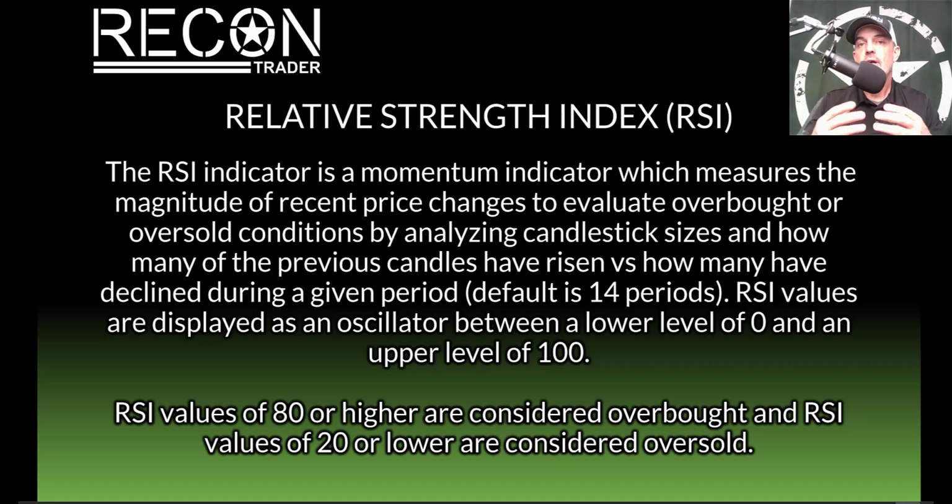As I mentioned, the RSI indicator is a momentum indicator which measures the magnitude of recent price changes to evaluate overbought or oversold conditions by analyzing candlestick sizes and how many of the previous candles have risen versus how many have declined during a given period. The default period is 14. I, however, typically use 9.